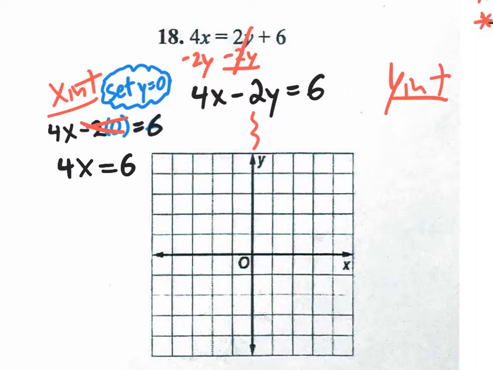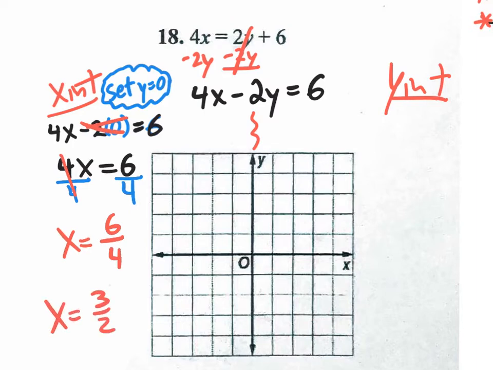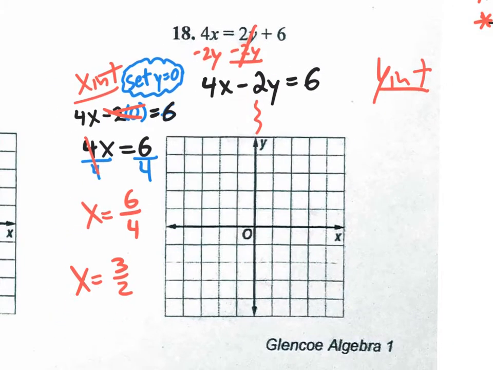Then what? Divide by 4. And what do we end up with? We end up with a fraction, x equals 6 over 4. That could be reduced. So x equals 3 over 2. Now, what did we just find here? The x-intercept. Now, 3 over 2 doesn't really make much sense to me until I actually change it to a decimal or to a mixed number. So I need to write this as the x-intercept is 1.5, or if you did it on a calculator, 3 divided by 2 is 1.5.